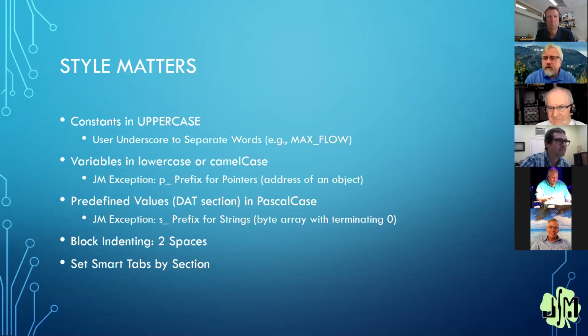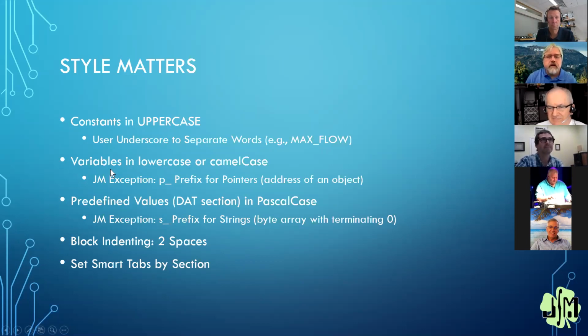Constants are always in uppercase. So I know when I'm looking at something, if it's in uppercase, that's a value that cannot change. And if it's got 2 words in it, I put an underscore. And this is not of my creation. Other languages, people do this. These are standards from other languages that I've adopted for Spin.